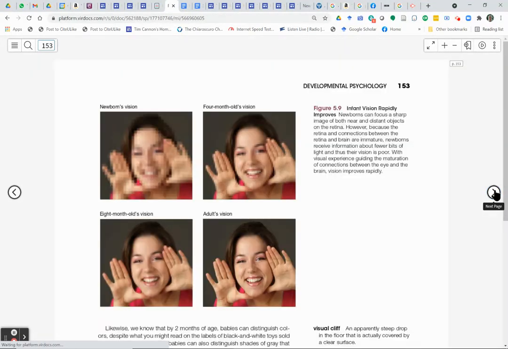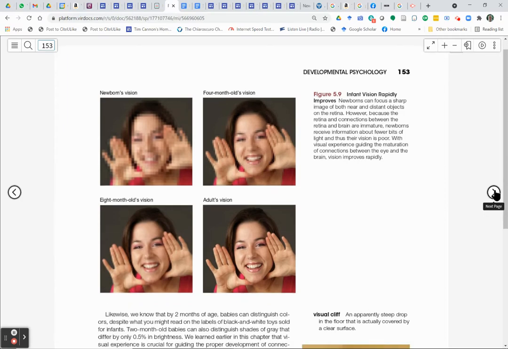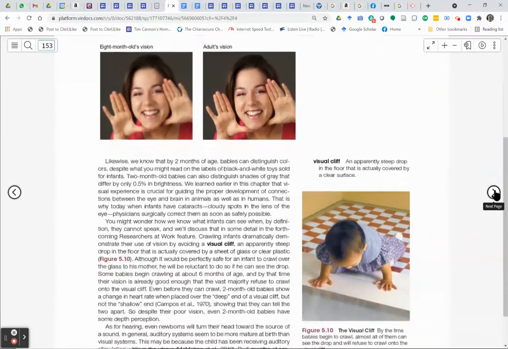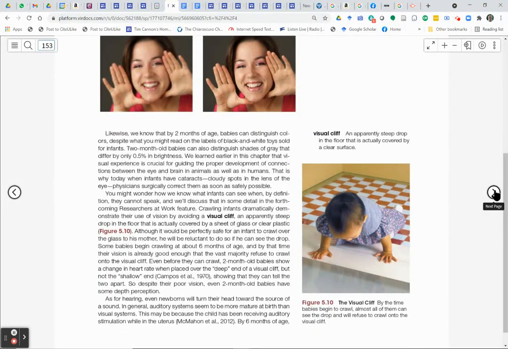And I think we do the visual system next, and changes in visual acuity. And there's the visual cliff.